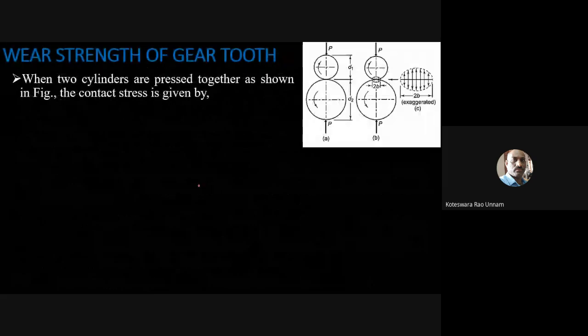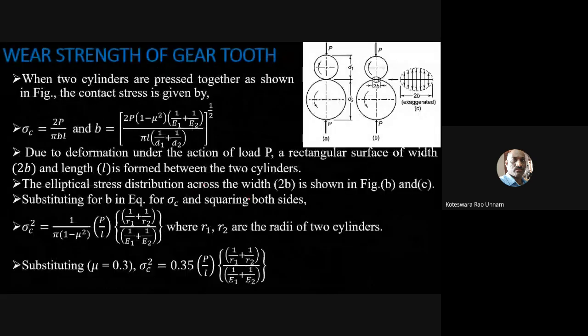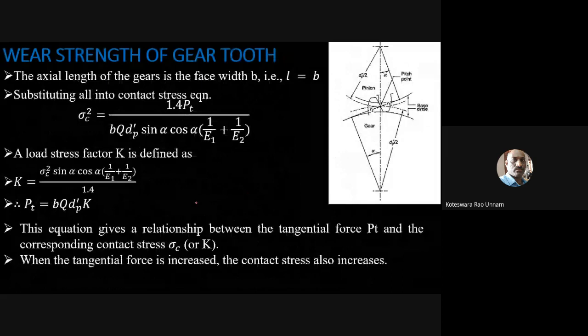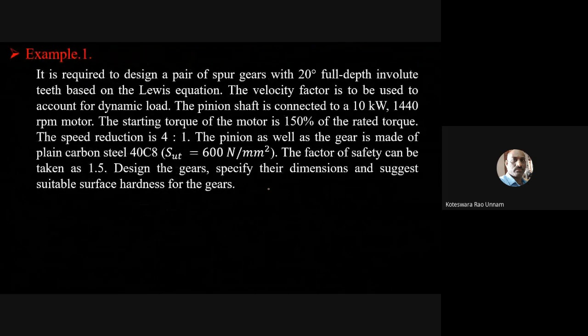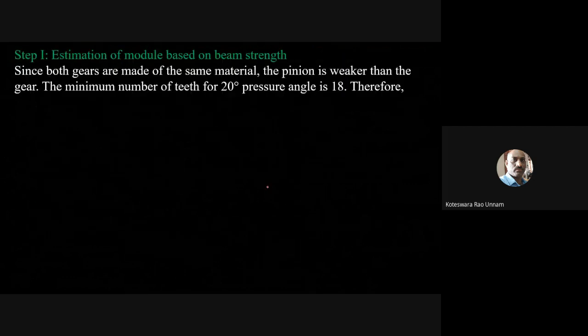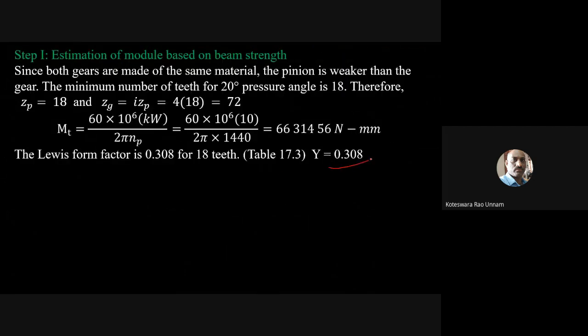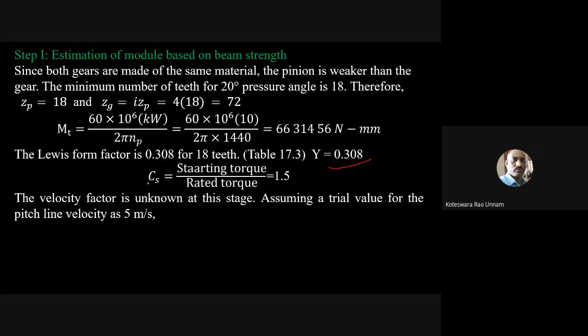Okay, so now we decided the number of teeth, and based on that we take the Lewis form factor also. So this is also fixed. Then what is the next step? You have to calculate the effective load. For that you need to calculate CS. CS is going to be starting torque divided by rated torque, which is nothing but 1.5.